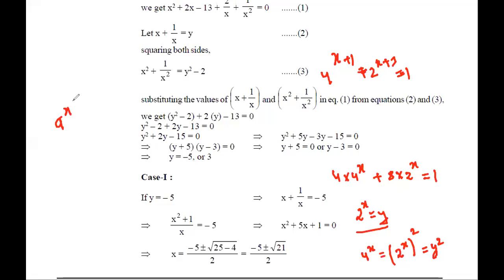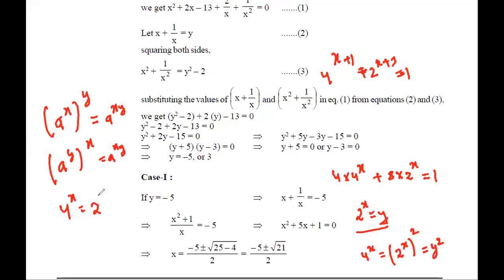A to the power x to the power y or a to the power y to the power x, is it same or different? Yashash, tell me, is it same or different? Same. बचपन में पढ़ा है, क्लास 7th में, ये भी a^(xy) होता है, ये भी a^(xy) होता है, right? 4^x is equal to 2 to the power 2 का whole x, which is 2 to the power 2x, right? Which can be written as 2 to the power x whole square. Yes or no?